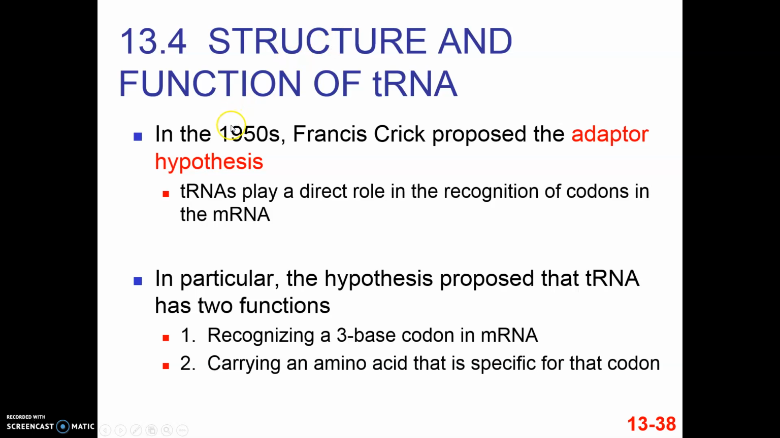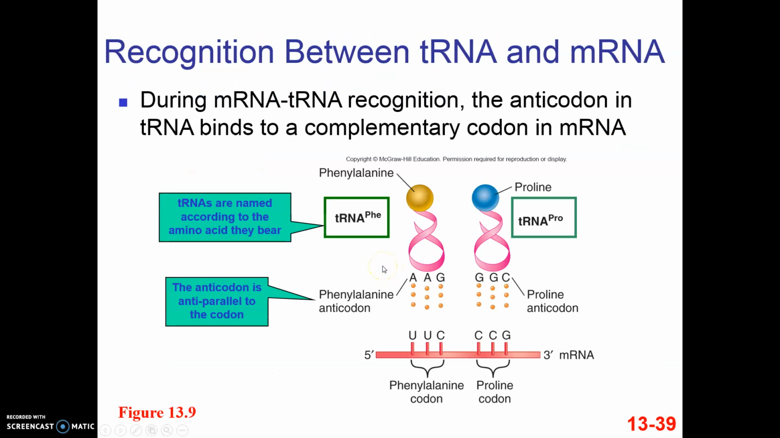As far back as shortly after the discovery of the structure of DNA, Crick went on to propose a hypothesis of how translation would occur, and his idea is that transfer RNAs might act as an adapter. He proposed that it recognizes a three-base codon in messenger RNA and that the transfer RNA would also carry the specific amino acid for that codon. This is the adapter hypothesis. And of course, this turned out to be true.